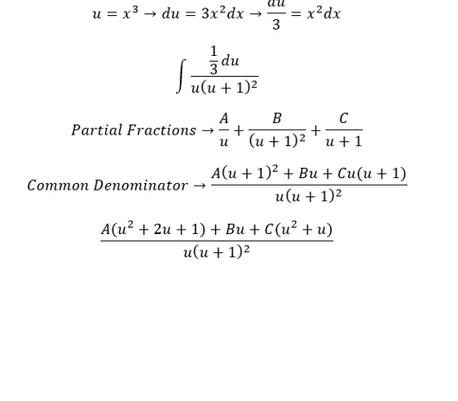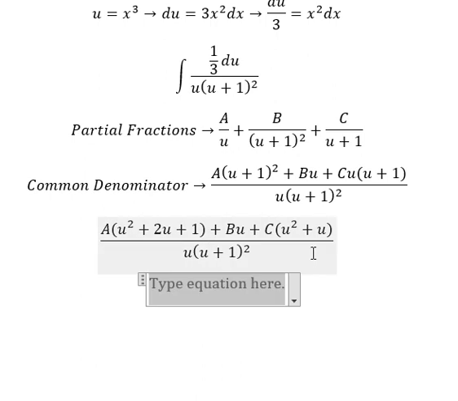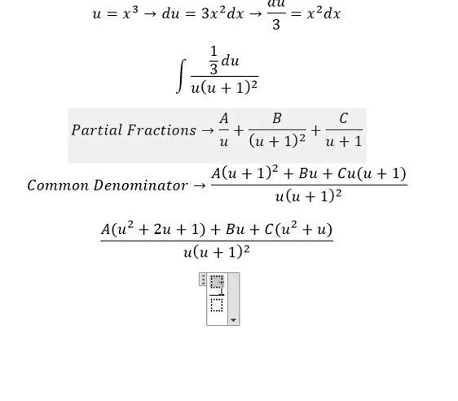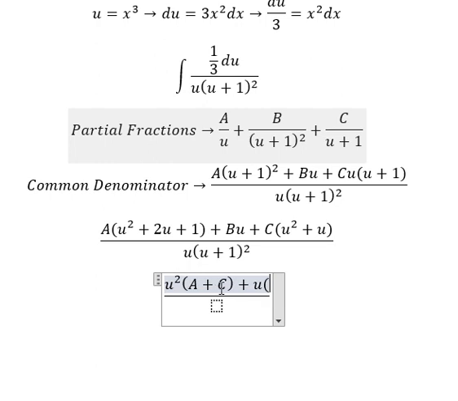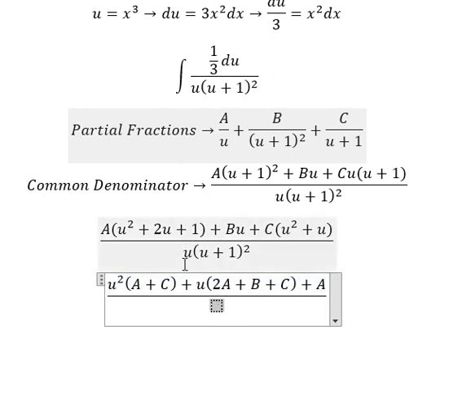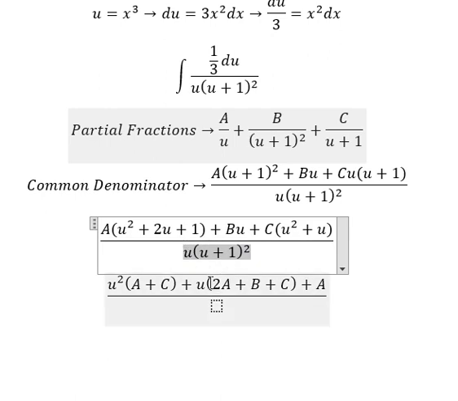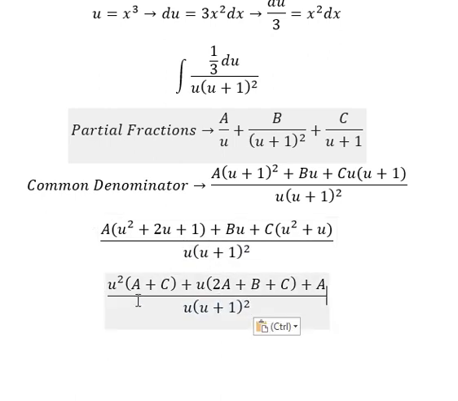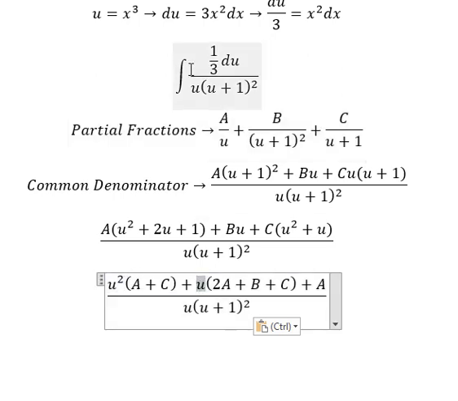Next, we need to arrange based on the terms of u. For u squared, we have A plus C. For u, we have 2A, B, and C. For the numbers, we have A. So we need to compare coefficients. We don't have u squared and u in here, so this one and this one equal 0.